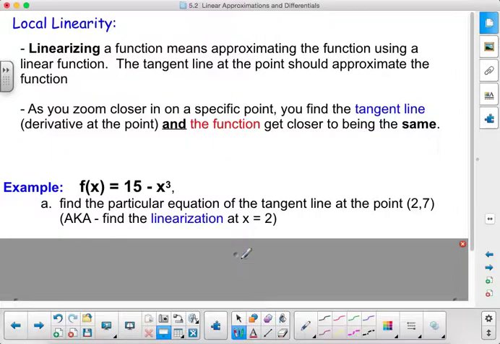So writing equations of lines, what are the things I need to know? I need to know, and I need to know, that's what algebra tells me. What's the point? What's the slope? How do I find slope? How does calculus find slope?